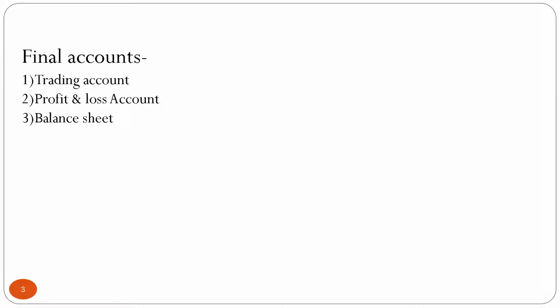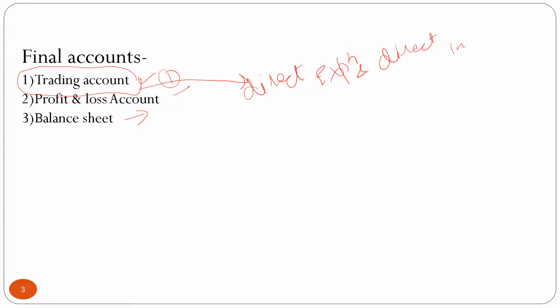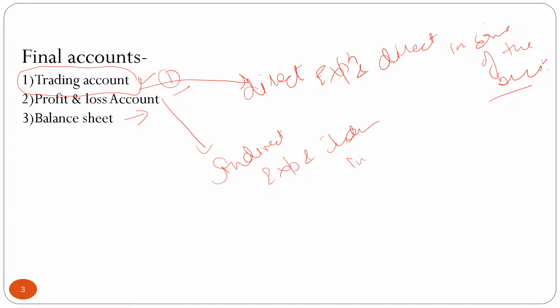So the final accounts of a firm consist of three accounts. First is your trading account, second is your profit and loss account, third is your balance sheet. So your trading account records all the direct expenses and the direct income of the business. And your profit and loss account records all the indirect expenses and indirect income of the business.